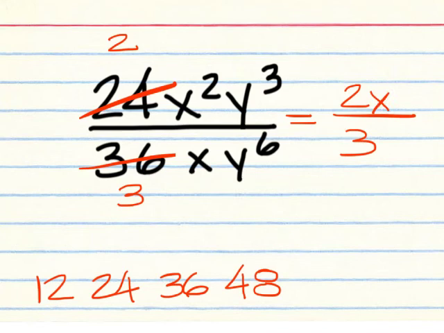Where does my x go? What's the exponent? Just x, so it's 1. Where does the y go? Bottom. Number? 3. 2x over 3y cubed is the answer.